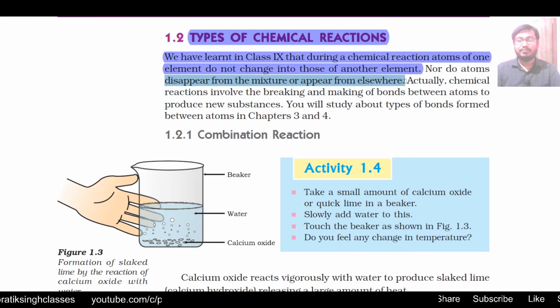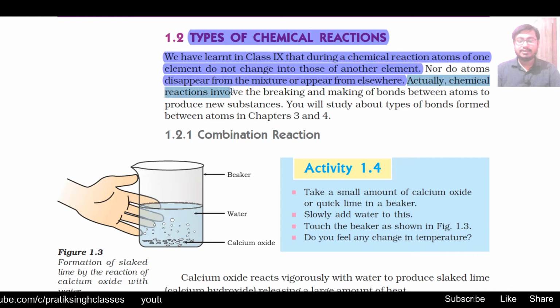appear from elsewhere. That means the atoms that participate in any chemical reaction will be the same before and after. During a chemical reaction the atoms do not go anywhere, and when a product forms, no new atom will come into the product. Whatever is in the product is there because of the reactants.